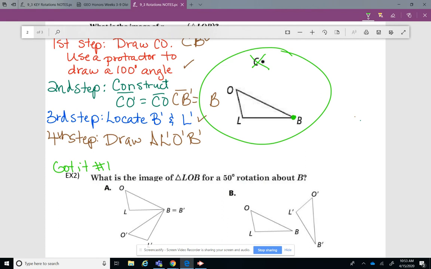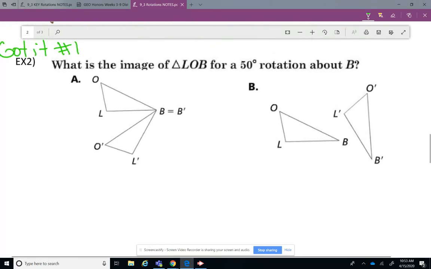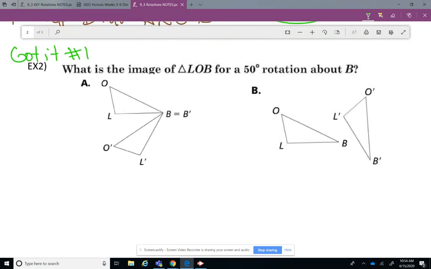Okay. So what I decided to do was I copied the examples from the online Pearson textbook for you to pick which one would be right. Which one of these 2 pictures would be the image of LOB for a 50-degree angle of rotation about B? So think about that for a minute. And if you're like, well, you just got finished saying, Miss Allday, that if I'm going to rotate about point B, that B is actually going to become B prime, then this has to be the picture.